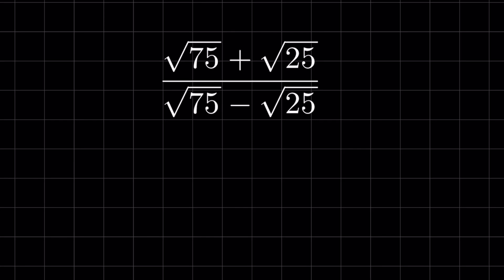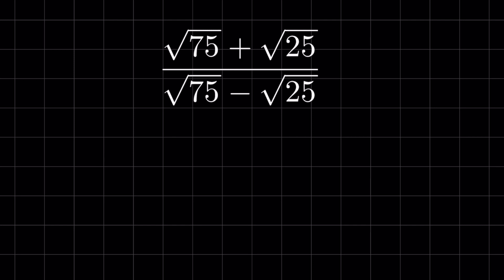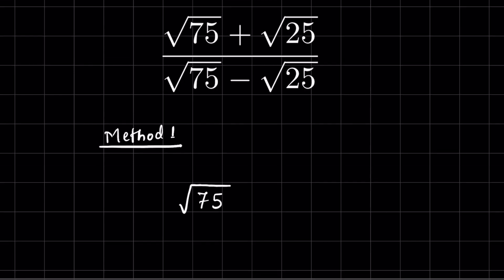Square root of 75 plus square root of 25 upon square root of 75 minus square root of 25. How to solve this? We can solve it using two methods. Method 1: here we can take square root of 25 as the common factor.